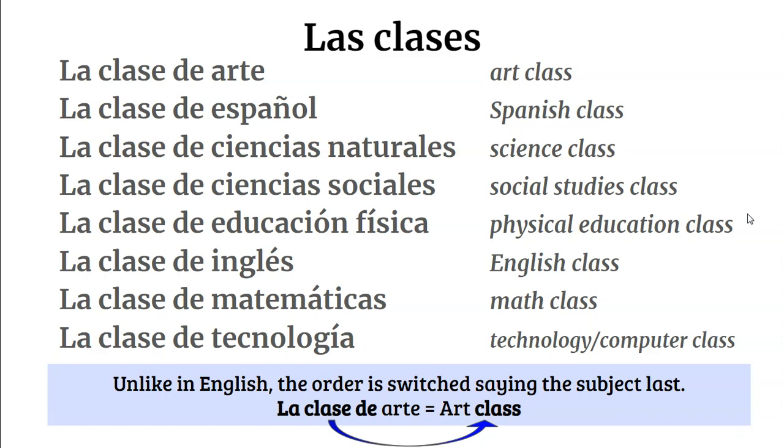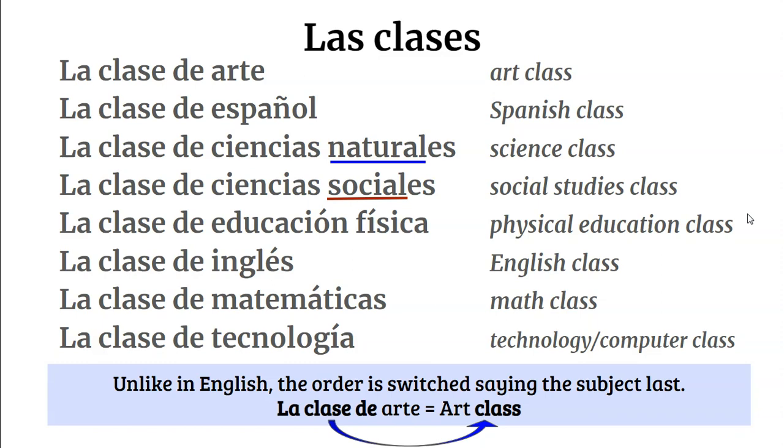We have la clase de arte, la clase de español, la clase de ciencias naturales, la clase de ciencias sociales, la clase de educación física, la clase de inglés, la clase de matemáticas, and la clase de tecnología. Remember that in Spanish, unlike in English, the order is switched when saying the subject. For example, we would normally say art class, but in Spanish, you must use la clase de before arte.